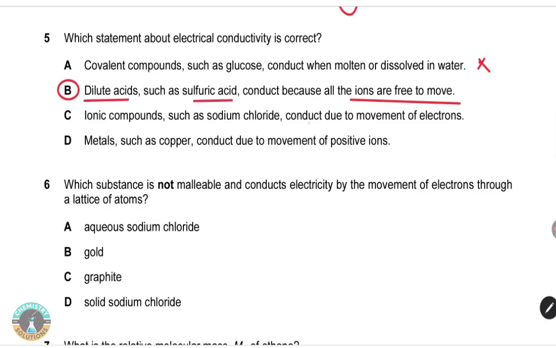Ionic compounds such as sodium chloride conduct electricity by the movement of electrons. No, by the movement of ions. Metals such as copper conduct due to the movement of positive ions. No, because of the movement of free moving electrons or delocalized electrons.